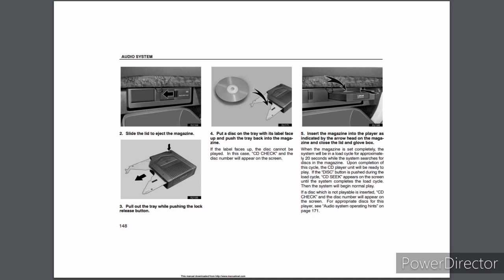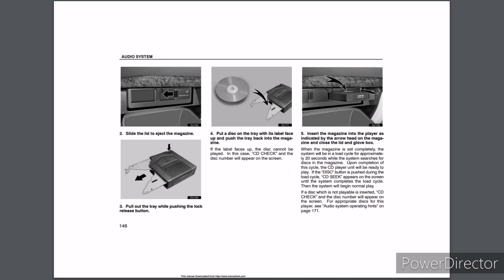Step 4. Put a disc on the tray with its label face up and push the tray back into the magazine. If the label faces up, the disc cannot be played. In this case, CD check and the disc number will appear on the screen.